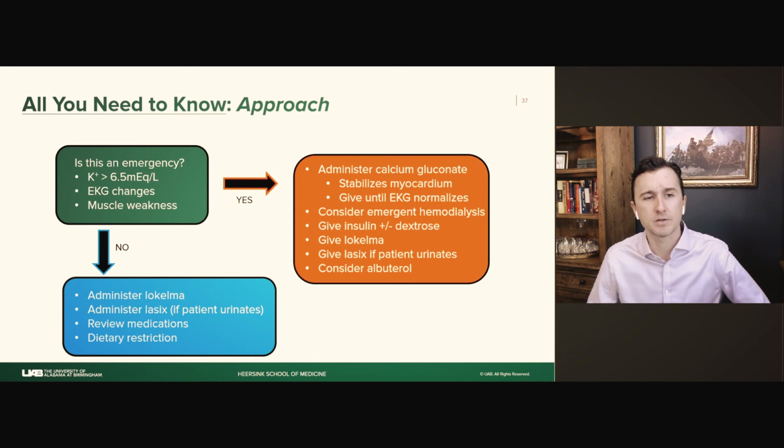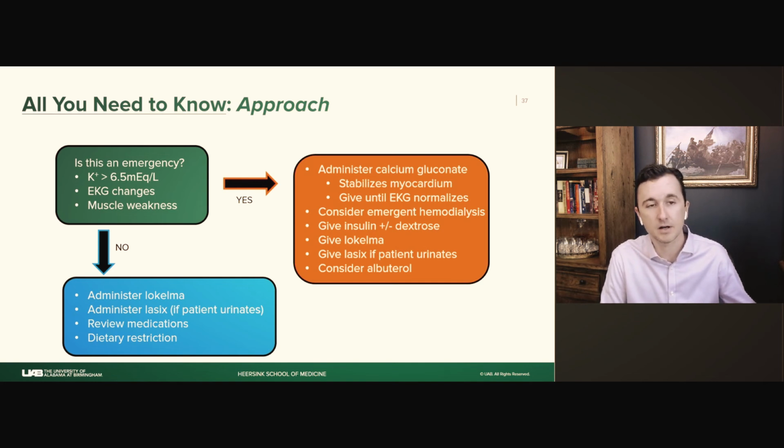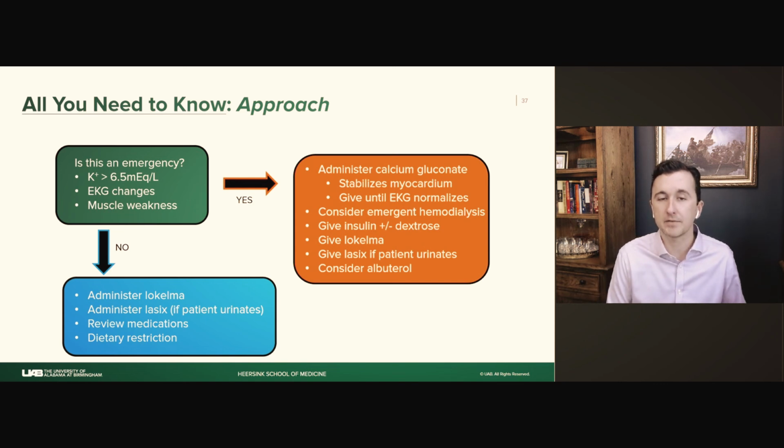Okay, so here's my approach. The first question I ask is, is it an emergency? So if your potassium is above 6.5, if you see EKG changes, if the patient is symptomatic with muscle weakness or paralysis, then it's an emergency. And in those cases, you have to administer calcium. Now, calcium will help stabilize the myocardium and significantly reduce the risk of developing an arrhythmia. The thing to know about calcium is that you don't just give it once and forget about it. You have to continue to give calcium gluconate until the EKG normalizes. Okay. These are the situations in which you consider emergent hemodialysis.